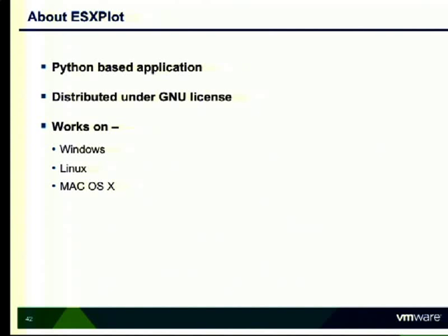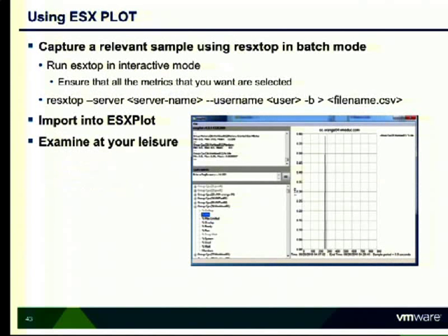What it allows us to do is take the data that esxtop produces and take it offline and examine it offline. The way that we do that is we capture the data from our ESX environment in batch mode using esxtop or resxtop. Then we import that data into ESXplot, and then we can examine that at our leisure. Of course, it takes it out of the environment, so we can examine it without affecting the environment in any way. You do have to make sure that when you're running esxtop, you've selected all the values that you want to capture.